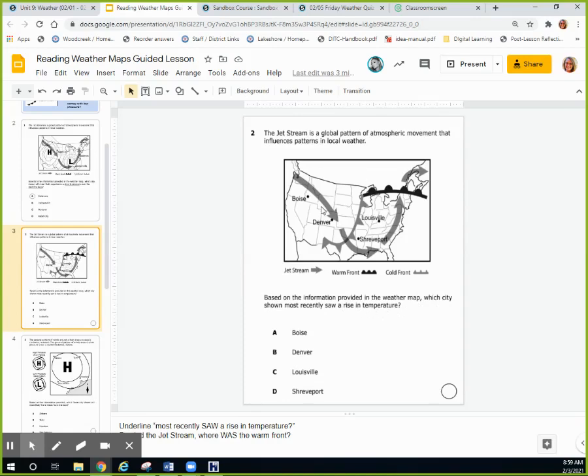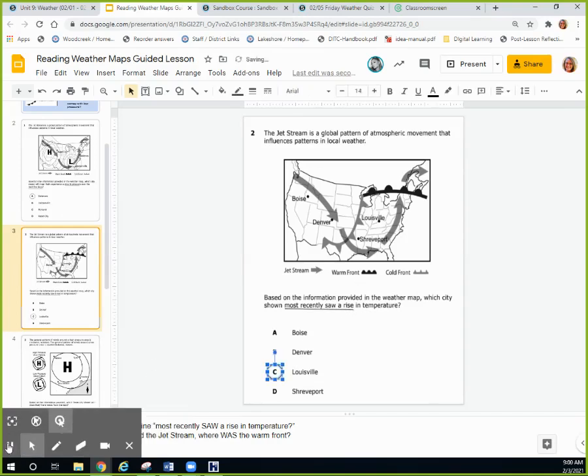So we already analyzed our map, which is step 1. Step 2 is to underline keywords. So we determined that the warm front was moving north, so the city that experienced the most recent rise in temperature, which is associated with a warm front, would be Louisville. It is the closest city south of this warm front.